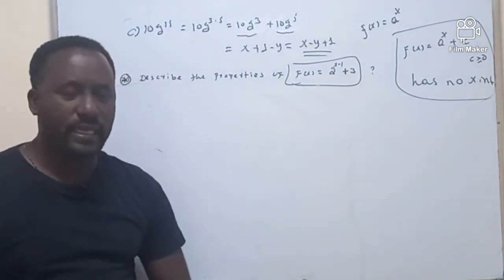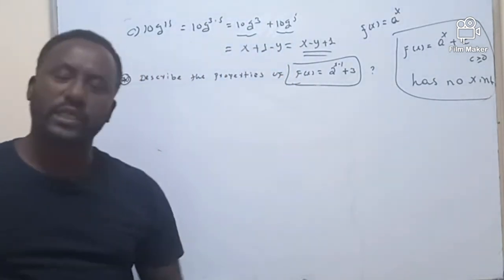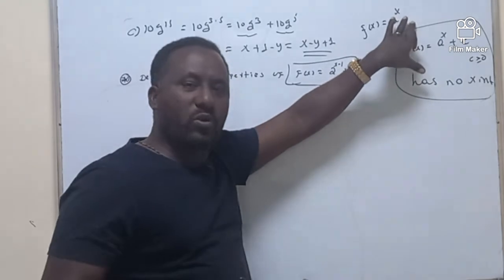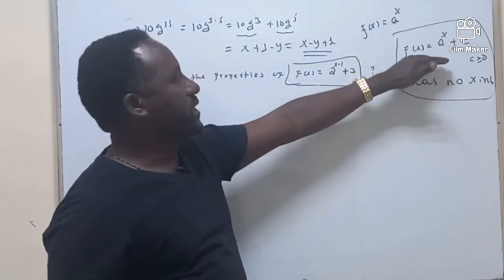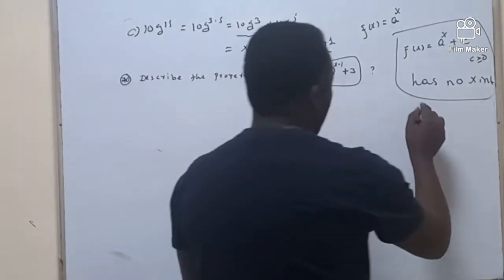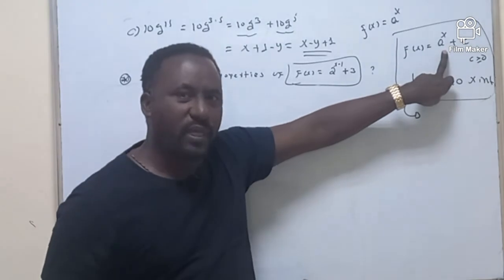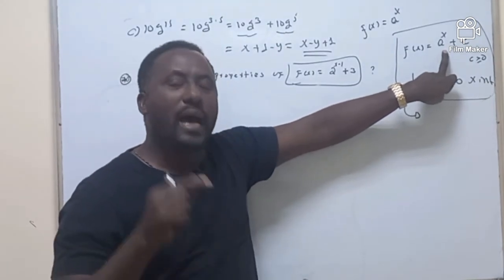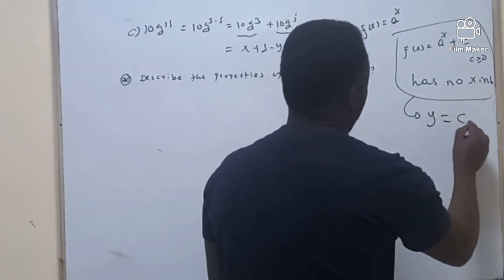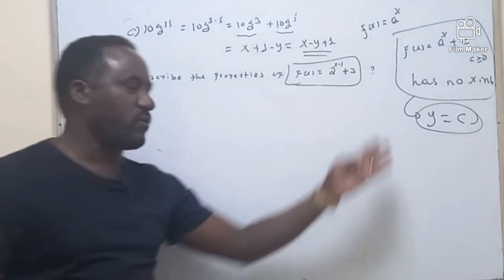I mean no x-intercept. What does it mean to have no x-intercept? The graph of this function never crosses the x-axis. And moreover, when you sketch the graph of this problem, the graph has a horizontal asymptote, which is y = c. And y = c is the horizontal asymptote for the graph of this problem.